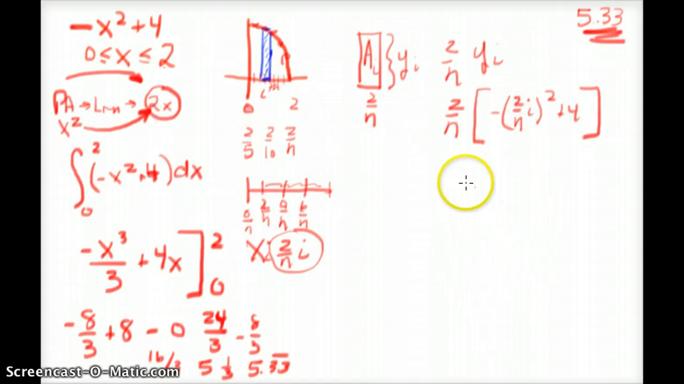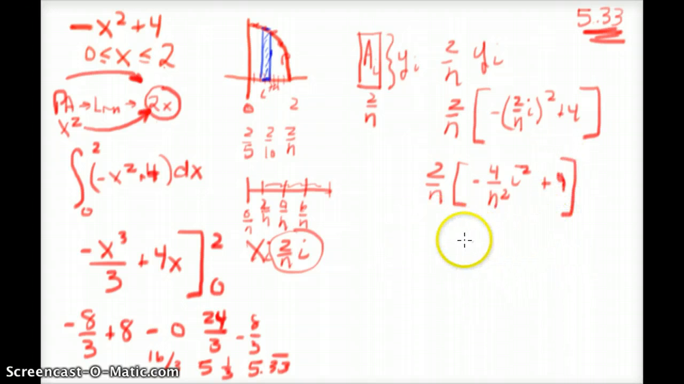Now let's do a little math here. Let's do a little algebra. 2 over n, let's see, I square that. That's going to be minus 4 over n squared i squared plus 4. Okay, and let's multiply these two out together. I'd have negative 8 over n cubed i squared plus 8 over n.